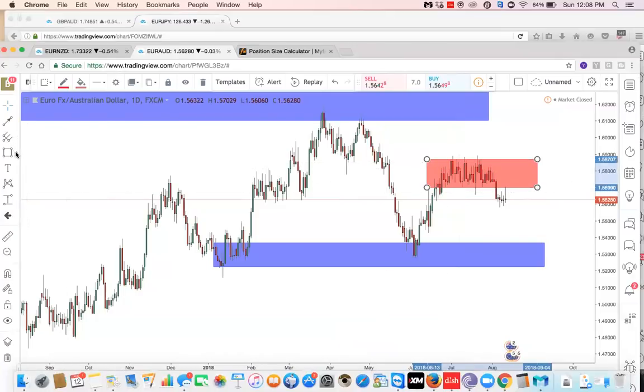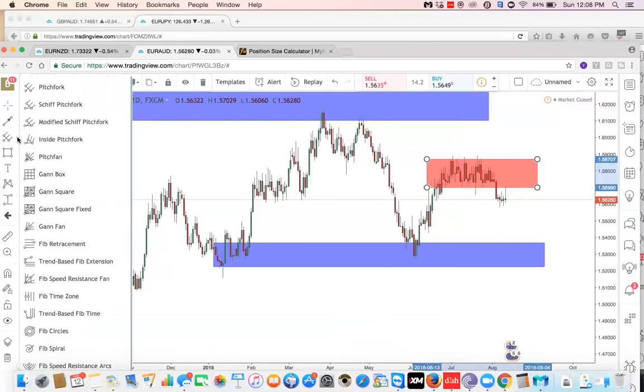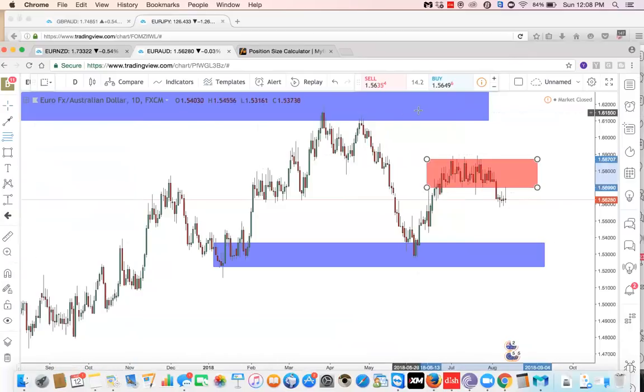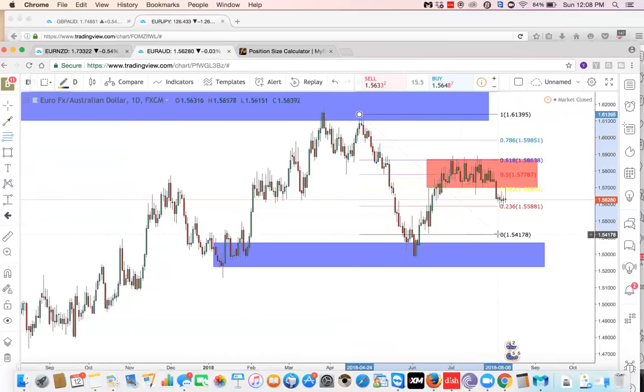So what I would do is I would draw my fib as well. Draw my fib from this high, this swing high, or this double top, down to this swing low here.